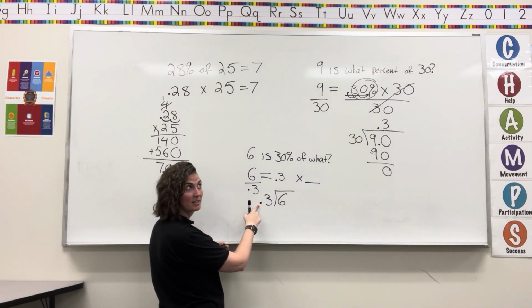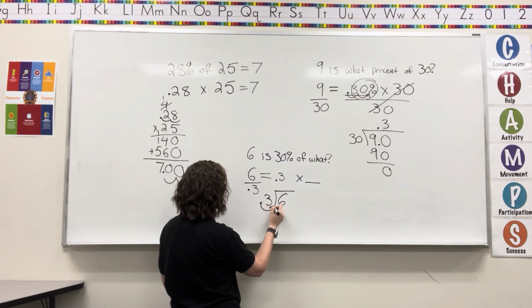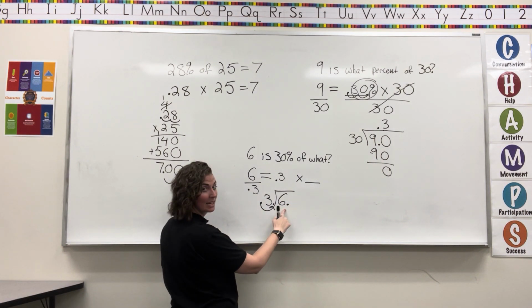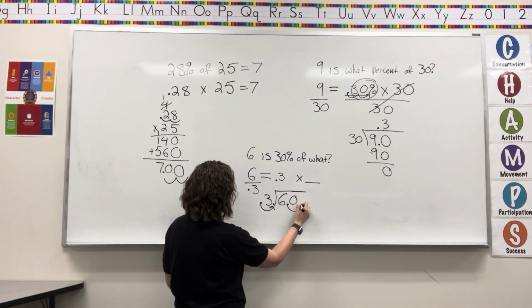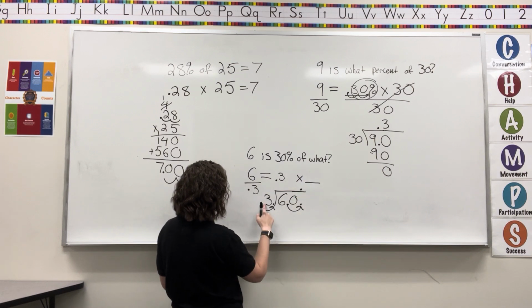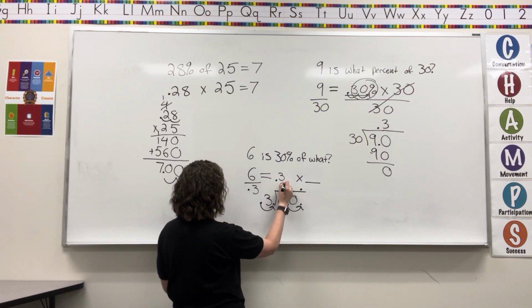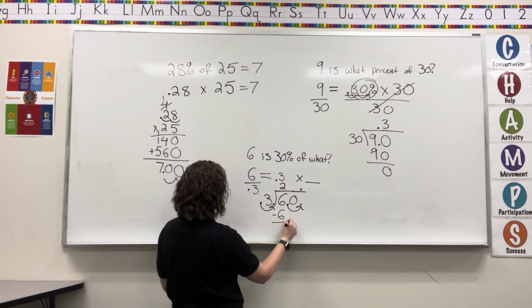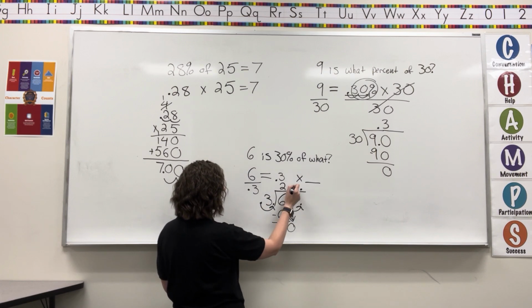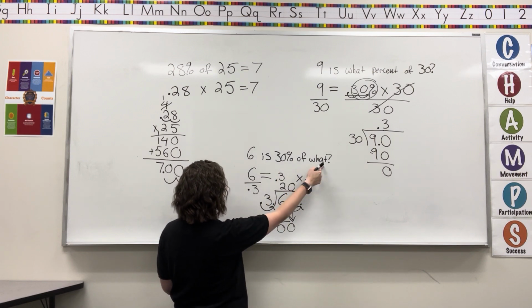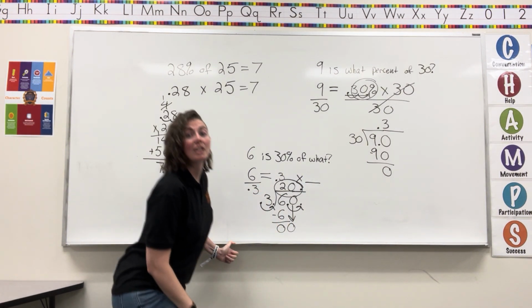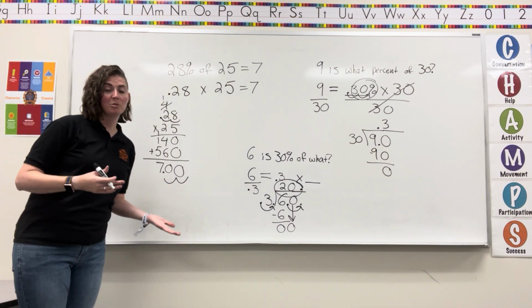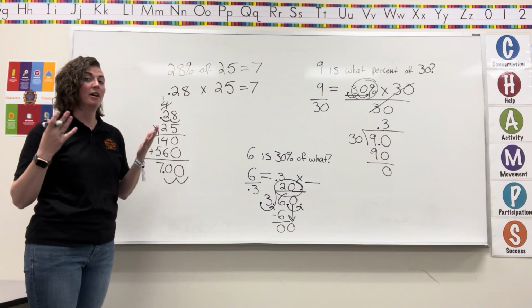Decimal in my divisor. I move 1 place in. Secret decimal moves the same amount. Placeholder 0. My decimal comes up. 3 fits into 6 2 times. 2 times 3 is 6. Subtract, then I get 0. Bring down the 0. 3 goes into 0 0 times. So 6 is 30% of 20. It's important to remember those inverse operations to know if you are multiplying or dividing to find that unknown factor.